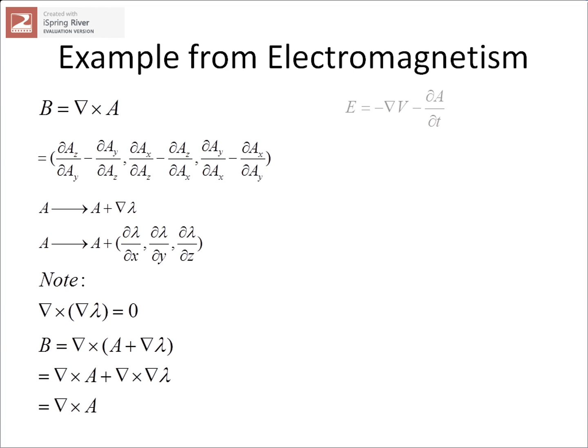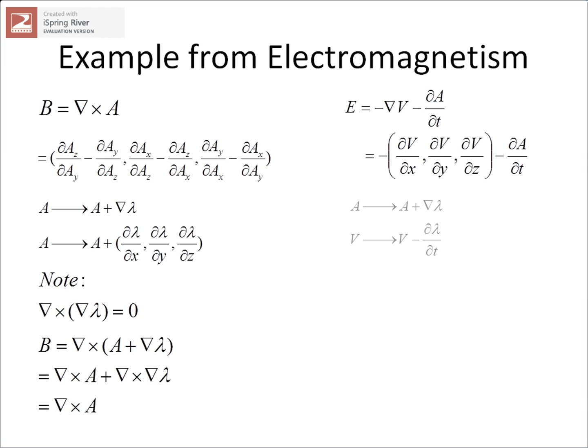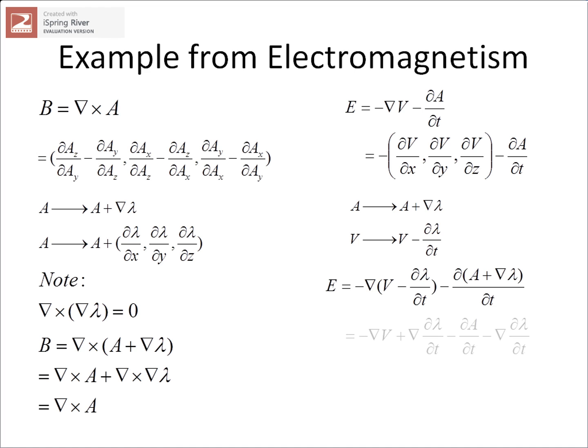We'll conclude with the electric field, which is given as follows, where V is the scalar potential and A is the vector potential. Similarly, we can apply a gauge transformation to V, where we subtract the time derivative of the scalar field lambda from V, and we similarly plug this into the original expression for the electric field, and we expand. The time derivative terms cancel out, and we end up with the same expression.